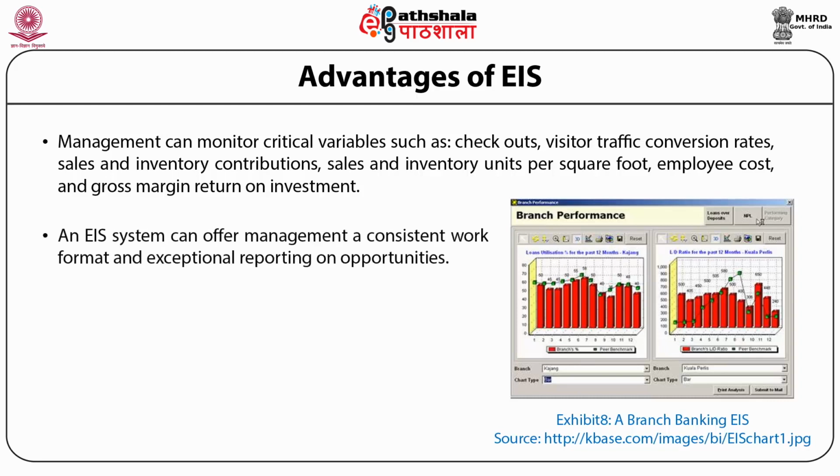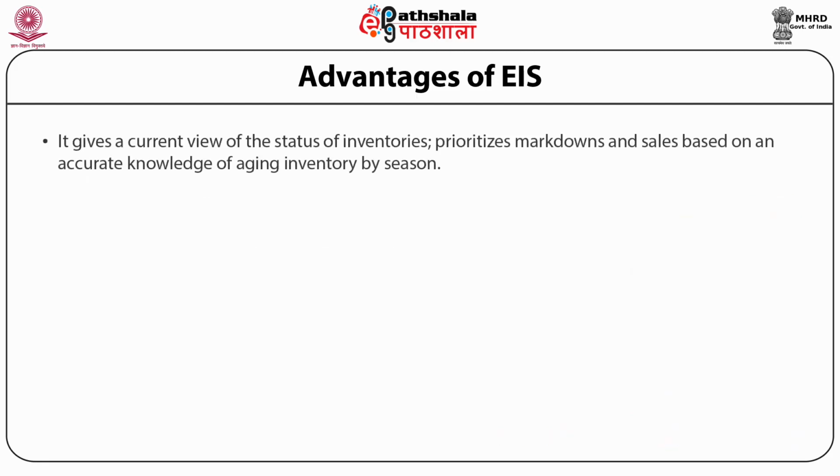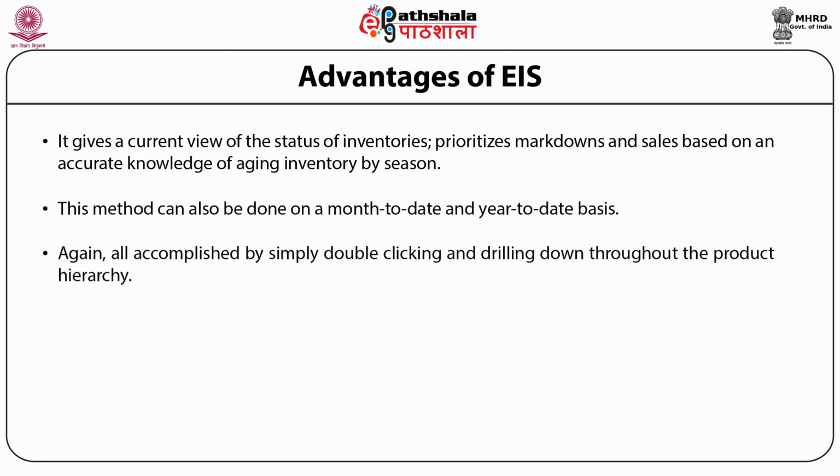An EIS can offer management a consistent work format and exceptional reporting on opportunities. Reports covering products, sales trends, exceptions, forecasts, performance trends are generated on a weekly basis. It also gives a current view of the status of inventories by prioritizing markdowns and sales based on an accurate knowledge of aging inventory by season. This method can also be done on a month to month, year to date basis. Again, all accomplished by simply double clicking and drilling down throughout the product hierarchy.